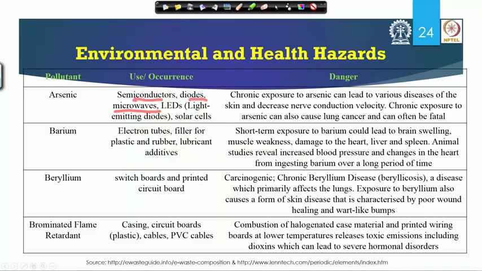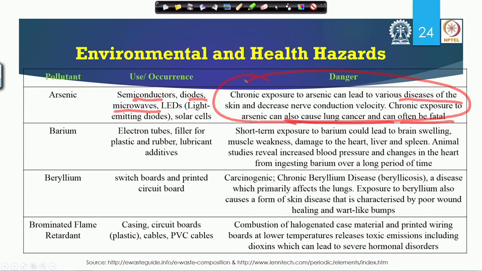So there are pockets in many places in the country where we have arsenic issues. But most of that arsenic is geogenic. We are not talking about arsenic from electronic waste there. But arsenic is a potential carcinogen. Chronic exposure to arsenic can lead to various diseases, and it can also cause lung cancer and can often be fatal. For this column, I will let you read it. It's all a general description. I will highlight a few points over there.